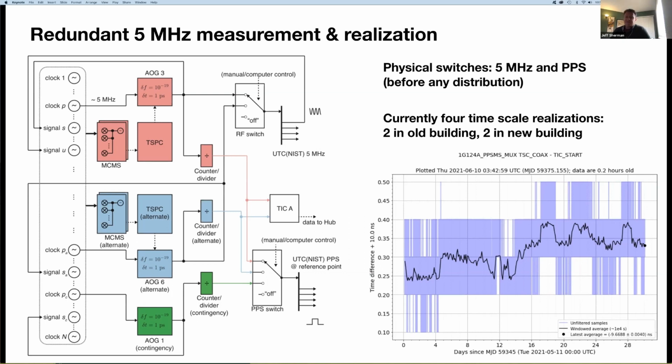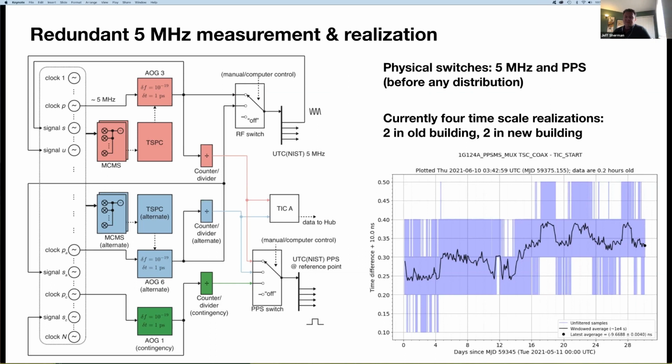The data there shows the result of a time interval counter measurement between the pulse per second of the backup versus the primary, measured actually after 1,000 feet of cable delay. The blue data shows the quantization of the time interval counter. The black data is a windowed averaging, and the entire span of the plot here is something like 400 picoseconds.